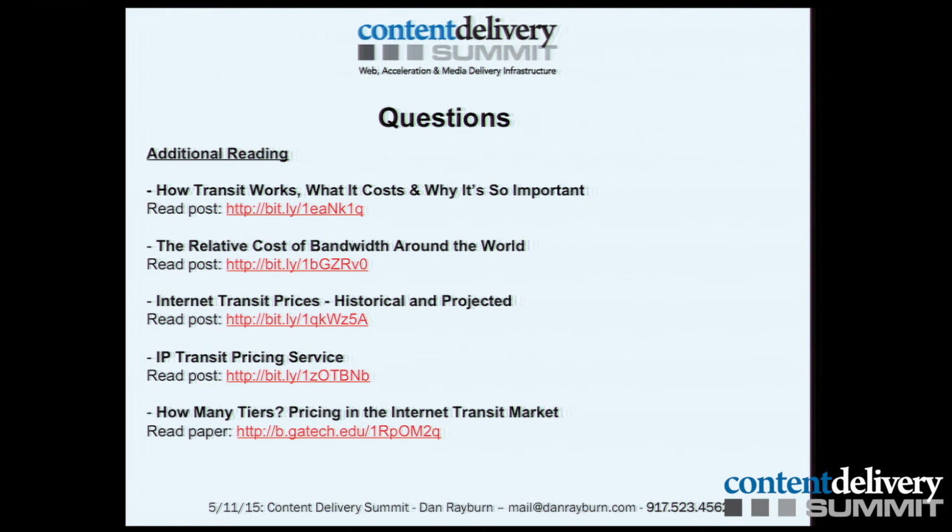And then the last one is a research paper if you want to get even super technical, on the engineering level, which is past me, talking about pricing in the internet transit market. I forget what university did it, but it's a very good paper in terms of providing some really good technical details.